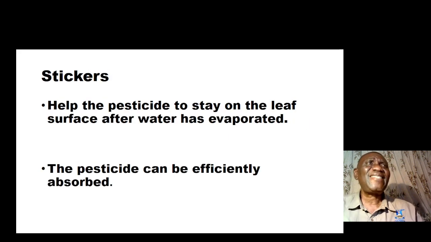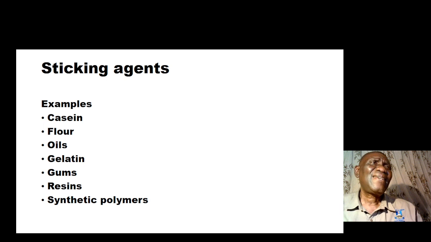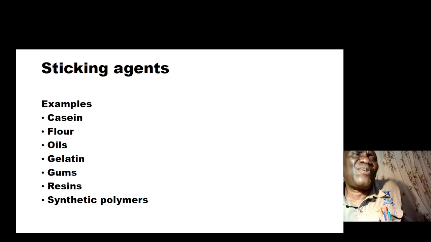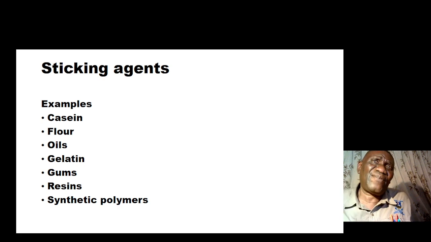I have talked about the stickers which are added to the pesticides, which allow the pesticide to remain on the surface. So these are some of the sticking agents, examples: casein, flour, oils, gelatin, gums, resins, and synthetic polymers. If you want to know the details of the sticking agents.